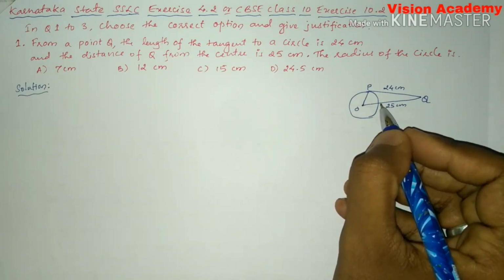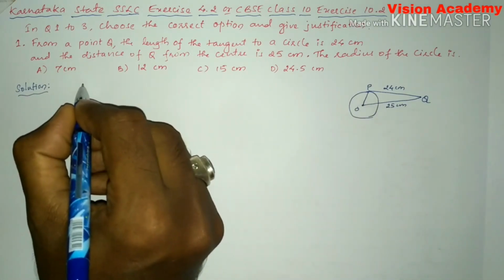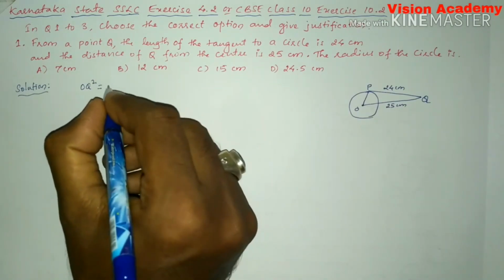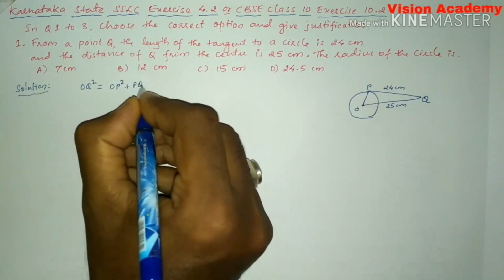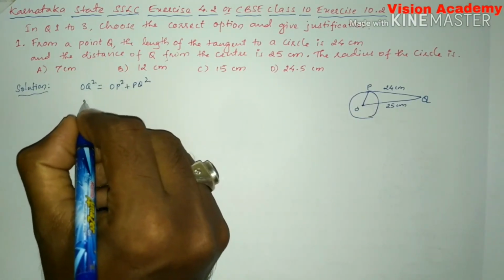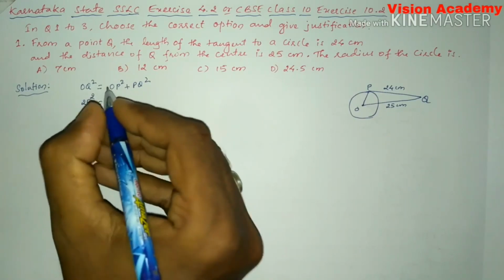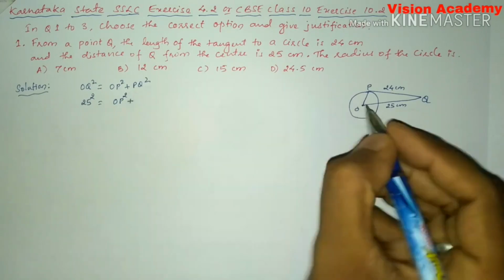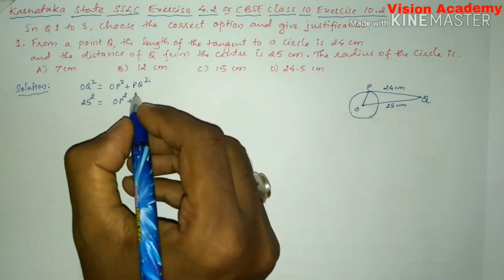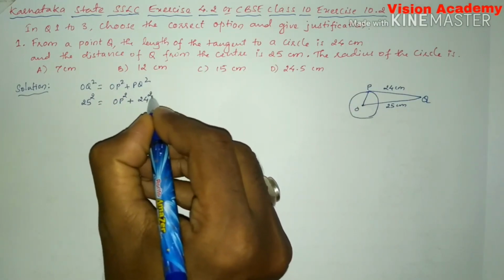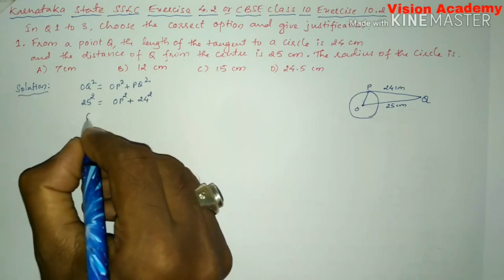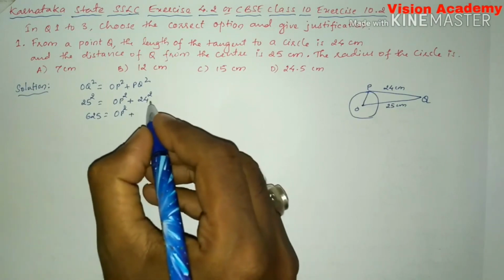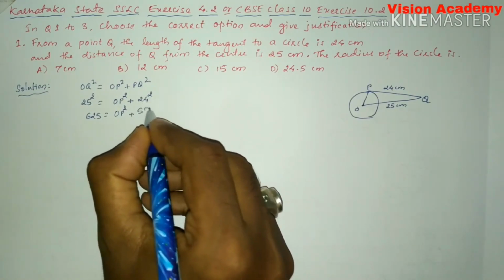According to the Pythagoras theorem, we can write OQ square is equal to OP square plus PQ square. Here OQ is 25, whole square, is equal to OP square as it is, because we need to determine the value of OP, that is the radius of the circle. Now PQ is 24 square. So 25 square is 625, equal to OP square plus 24 square, which gives us 576.